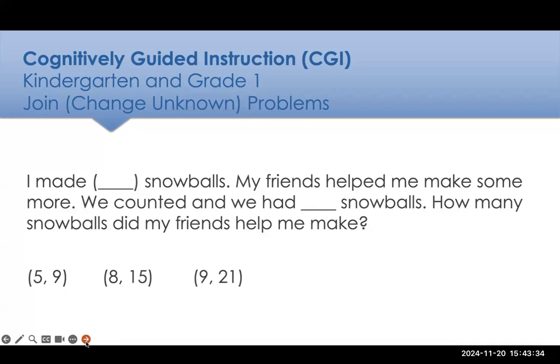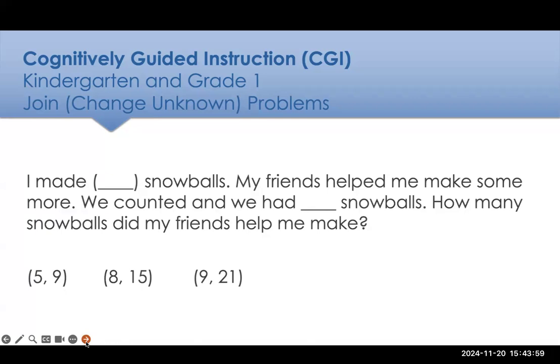And then, in this case we didn't need to, but I might choose one of the number pairs to support the students' thinking and do a bit of an example with that, and then have them choose from the remaining number pairs. But this would be an example. I made 5 snowballs. My friends helped me make some more. We counted, and now we had 9 snowballs. How many snowballs did my friends help me make? And how would we figure that out?